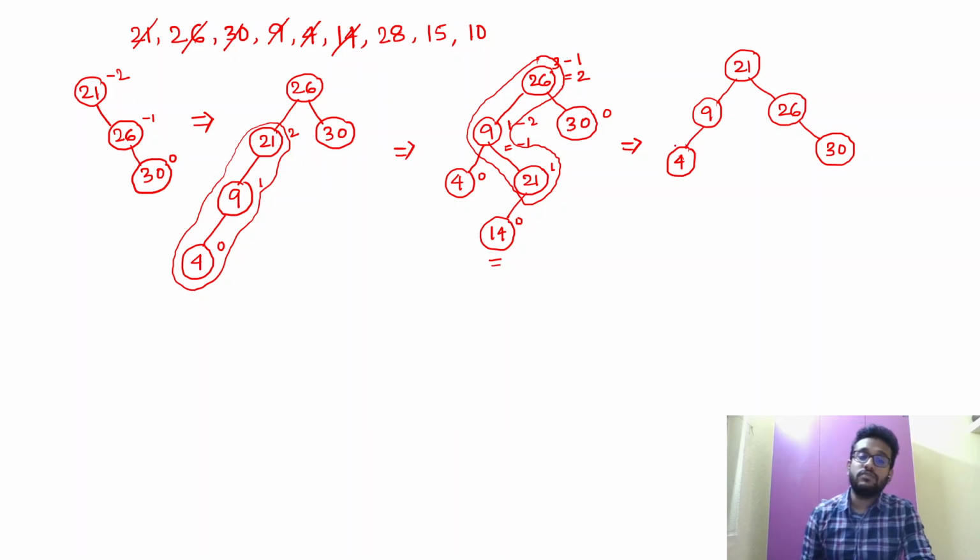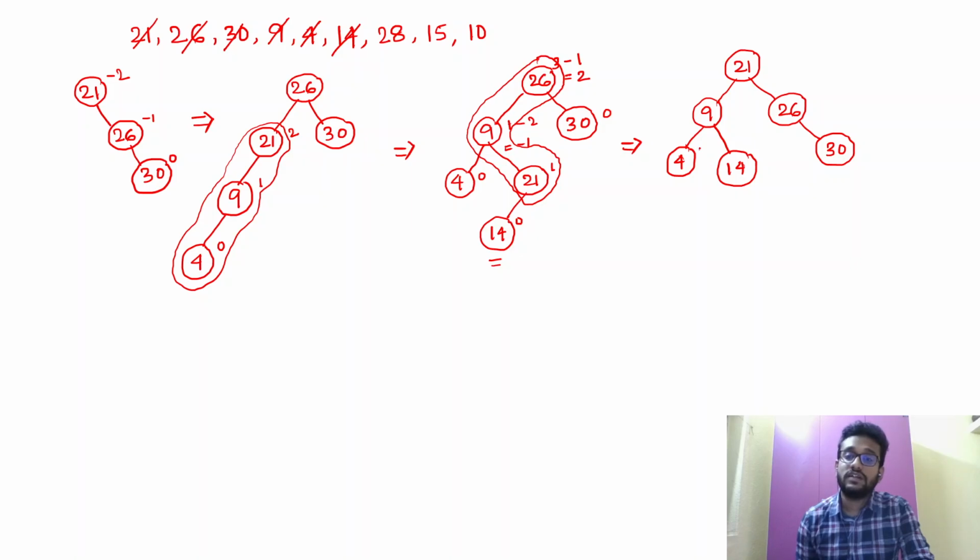Now the most important, where the 14 will go. Now try to find where the 14 will go. 14 will go to the right-hand side. Let me check first. 14 is on the left-hand side of 21, but on the right-hand side of the 9. So 14 will come into that place.